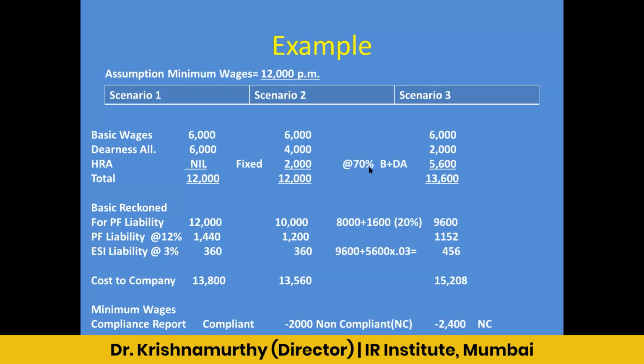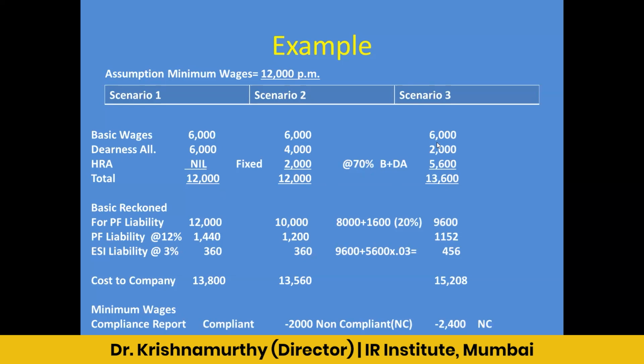The third scenario is something which is very drastic, and I think this is what many companies have been doing. I've seen companies which are paying 100% of the basic wages as house rent allowance, and this is done with the view primarily because the PF Act excludes house rent allowance. So there are many companies who have top-loaded the house rent allowance substantially. So in this case, this company is paying minimum wages 12,000. This company is paying 13,600. The question here is, is this compliant?